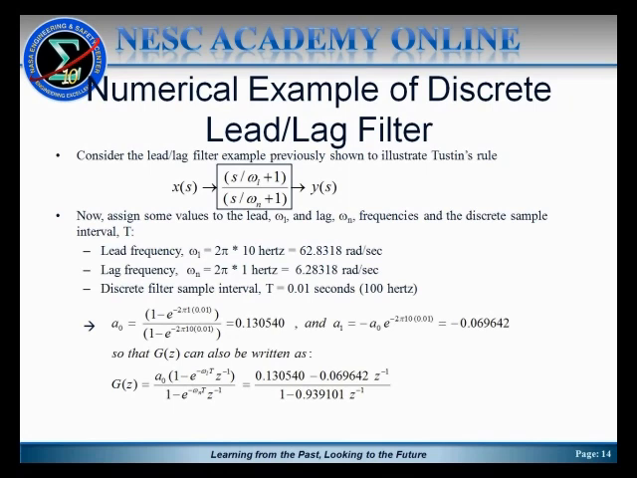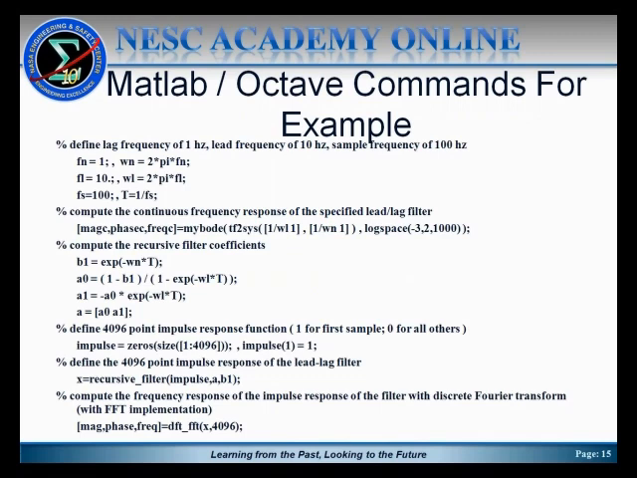Using the equations we had shown earlier in this slide, we can compute the coefficients in the numerator of the discrete filter, A0 and A1, as shown. Then G of z, the discrete or z-domain transfer function, can be written as shown in terms of the coefficients on z to the minus 1. In the numerator, you have 0.130540 minus 0.069642 times z to the minus 1. And in the denominator, you have 1 minus 0.939101 times z to the minus 1. Okay, now we'll show MATLAB or Octave commands that you could use to implement the example that we showed on the previous slide.